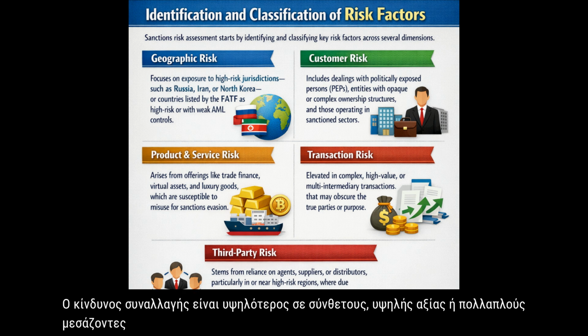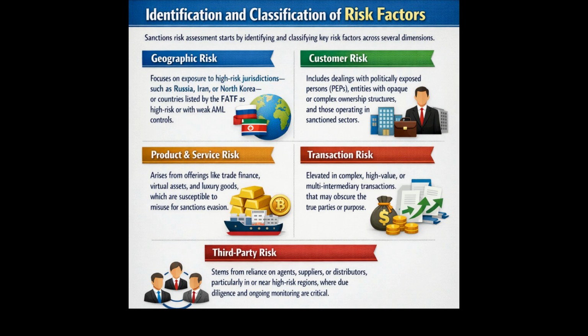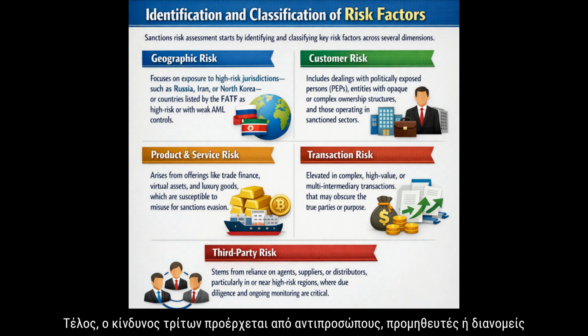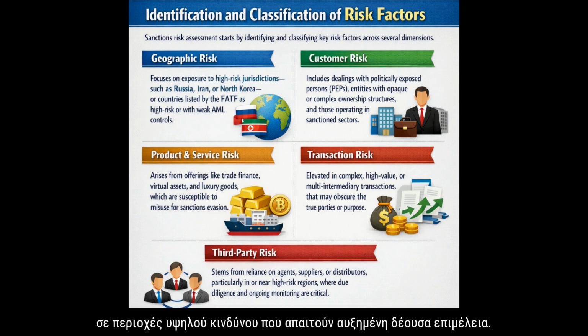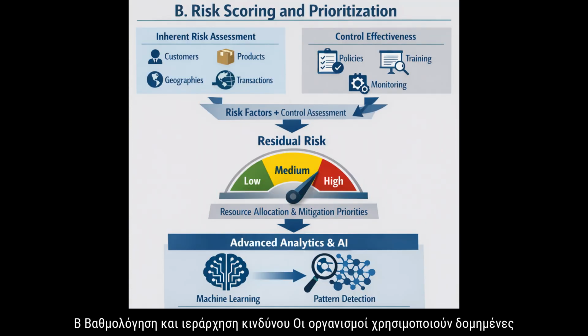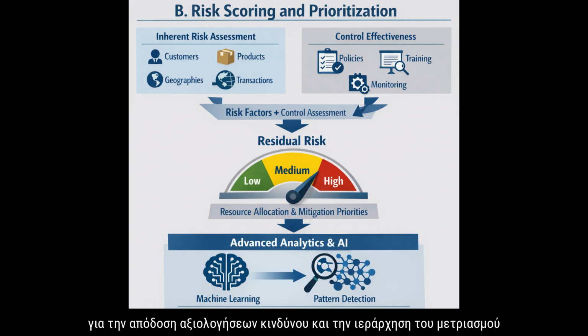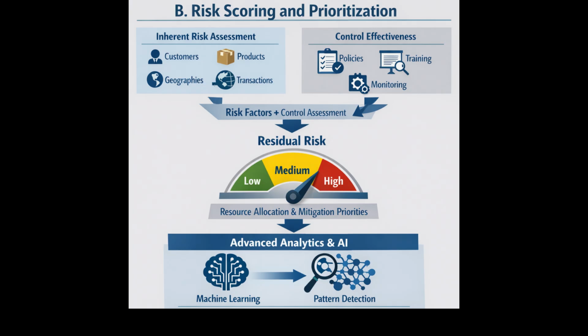Transaction risk is higher in complex, high-value, or multi-intermediary transactions. Lastly, third-party risk stems from agents, suppliers, or distributors in high-risk regions, requiring enhanced due diligence. Risk scoring and prioritization. Organizations use structured frameworks to assign risk ratings and prioritize mitigation efforts.